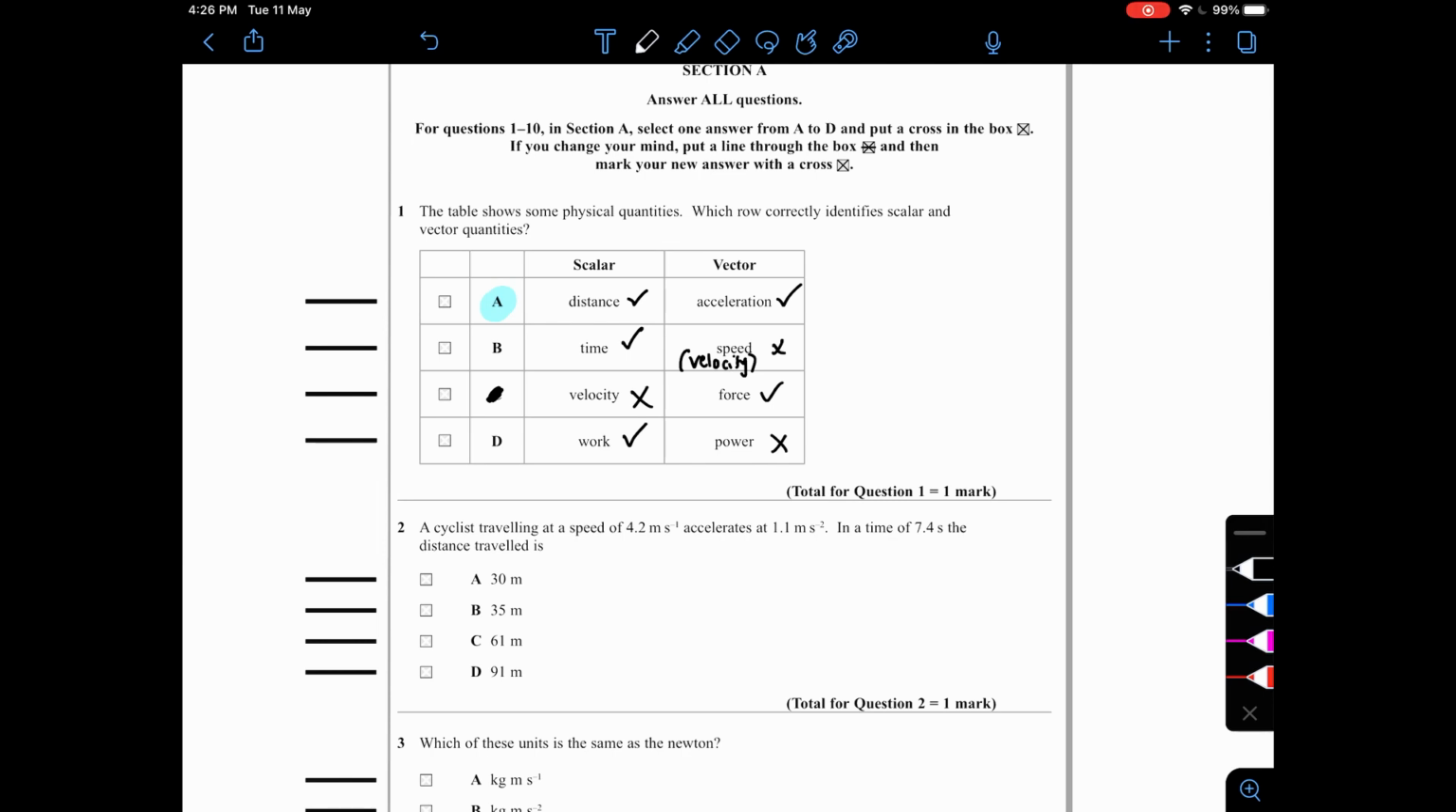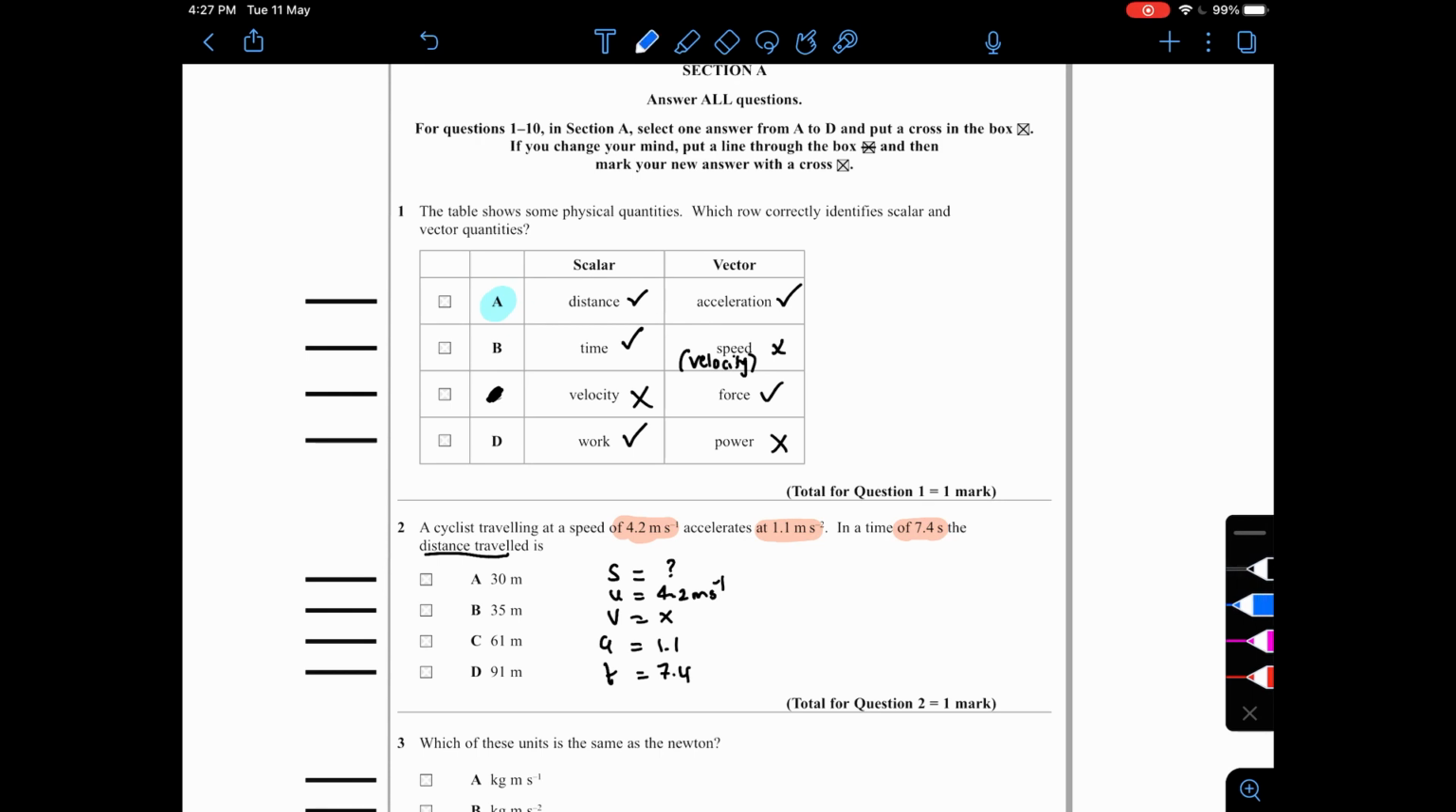Question number 2. A cyclist traveling at a speed of 4.2 meters per second, that's important, accelerates at 1.1 in a time of 7.4. The distance traveled is. So they're asking for what the distance traveled is. This is a classic case of SUVAT equations. So we have S is our distance that we're trying to find. U is given to us, 4.2 meters per second. V we don't have, so we just put an X. A we know is 1.1, and time we know is 7.4.